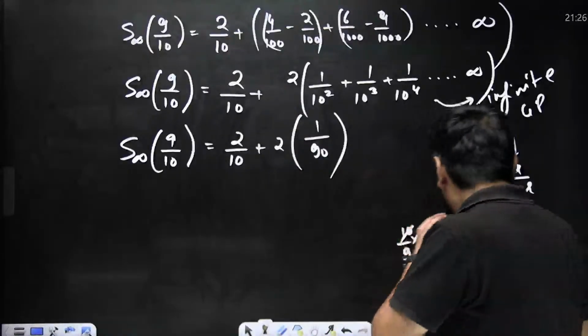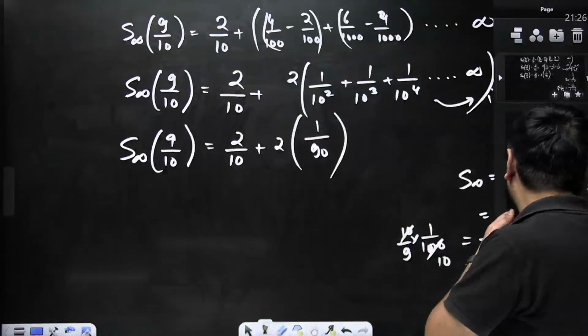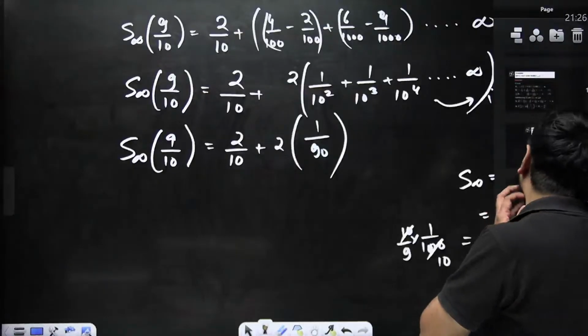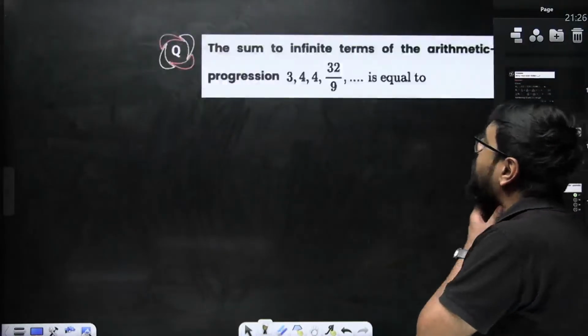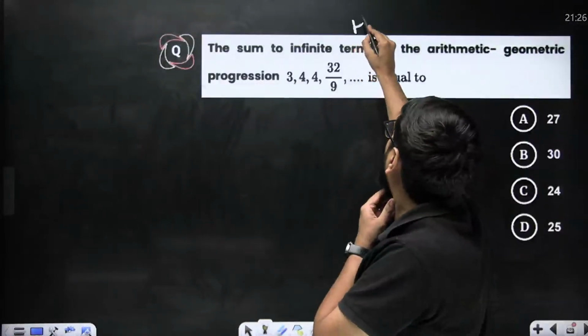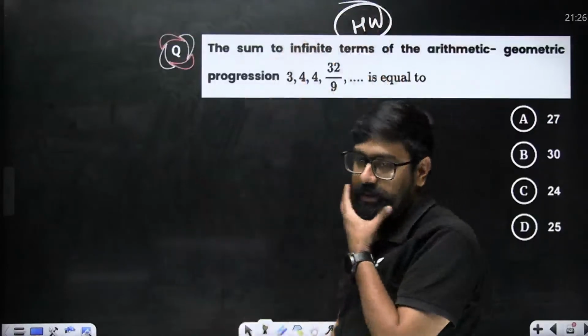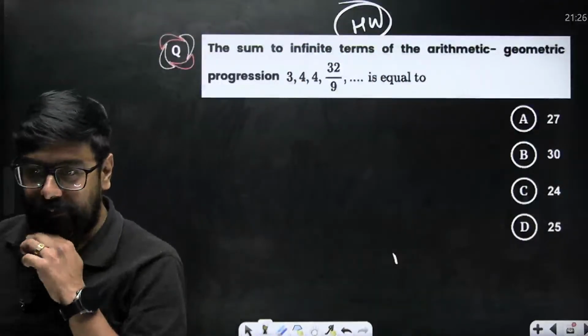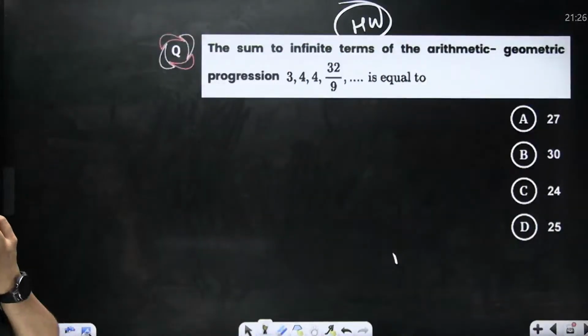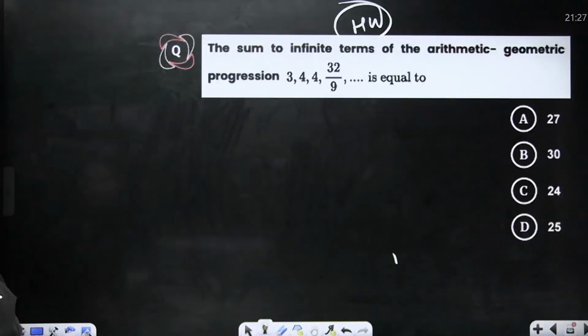Okay, ji. So from next class, we are going to combinedly study these things. Your homework question should be this. This is your homework. Note this down, please, right now. It won't be time taking, try it and see. You solve this. 3, 4, 4, 32 by 9.